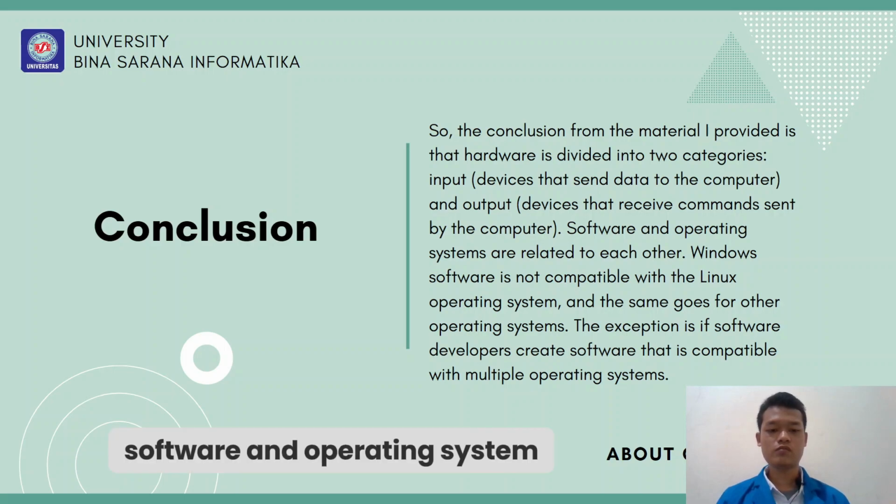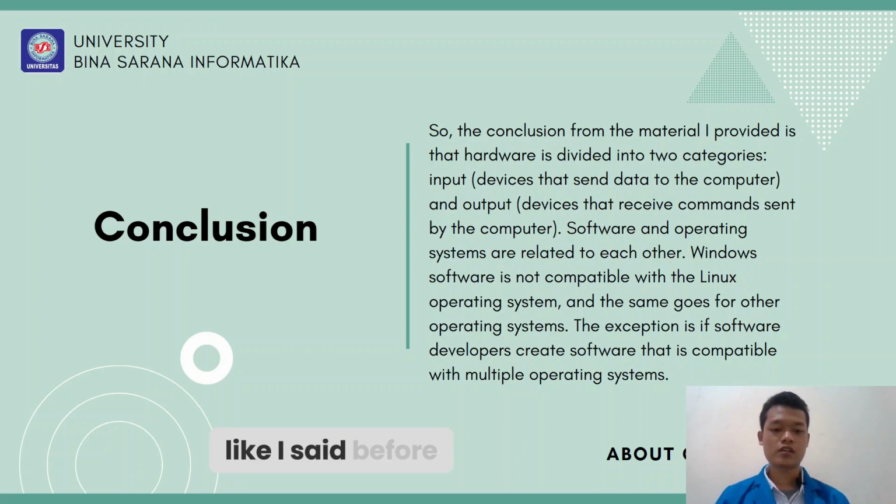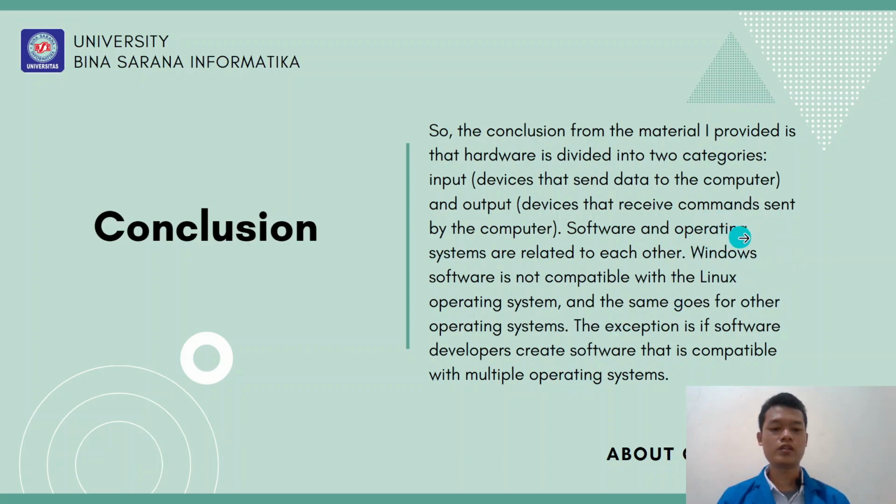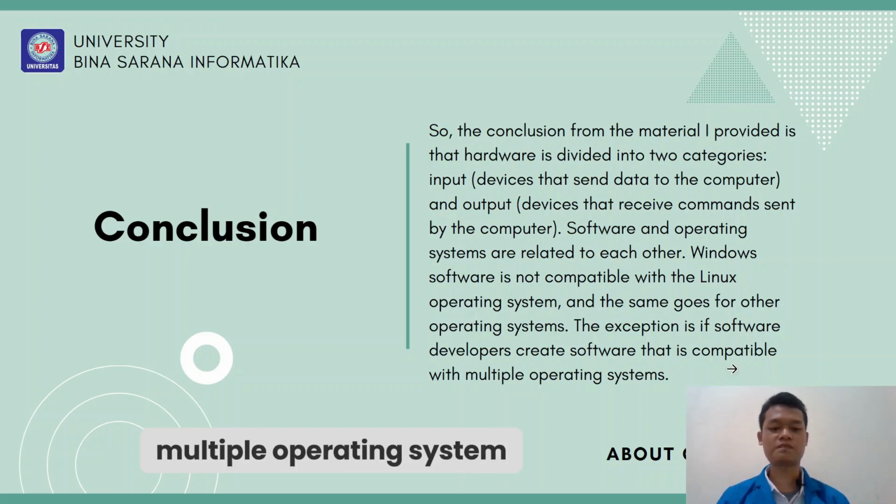Software and operating system are related to each other. Windows software is not compatible with the Linux operating system, and the same goes for other operating systems. Like I said before, Windows software is not compatible with the Linux operating system, and Linux software is not compatible with Windows operating system. Same goes for other operating system like macOS and Android as well. The exception is if software developers create software that is compatible with multiple operating systems.